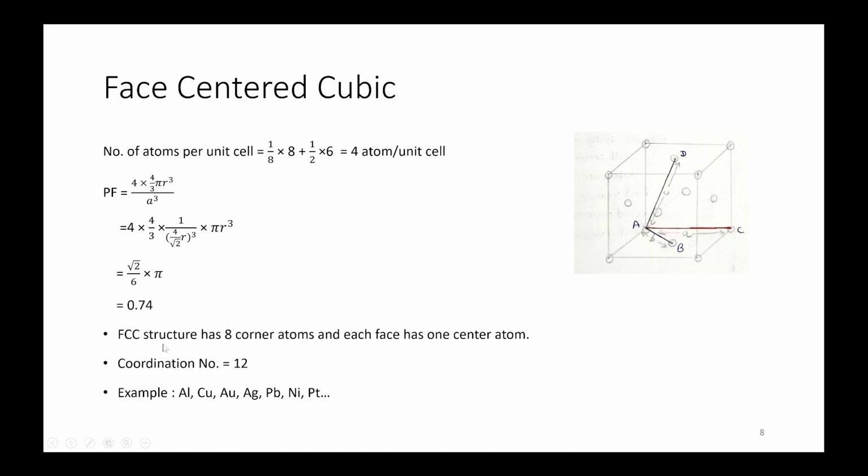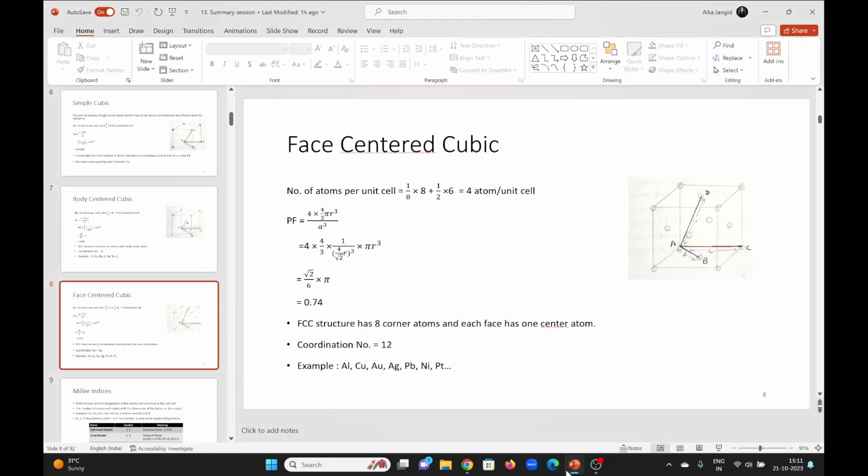So FCC structure has 8 corner atoms and each face has one center atom, and coordination number will be 12. Examples will be aluminium, copper, gold, silver, lead, nickel and platinum.